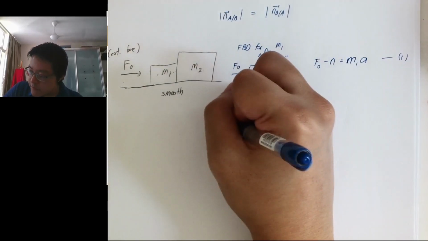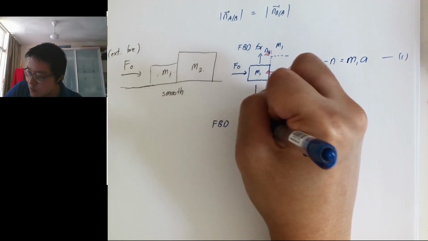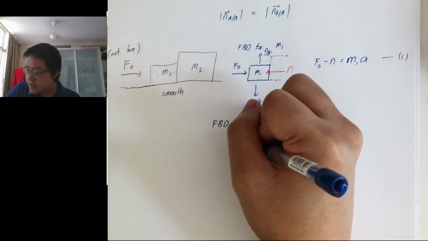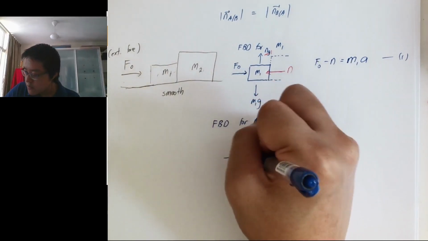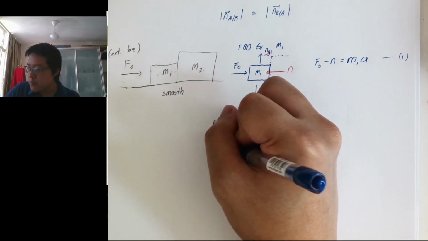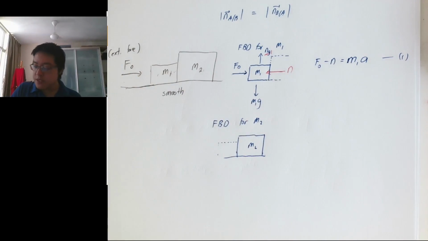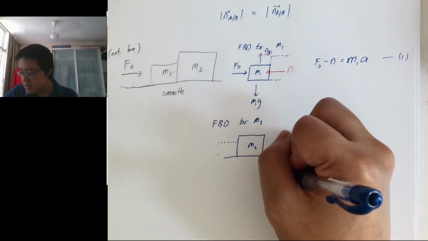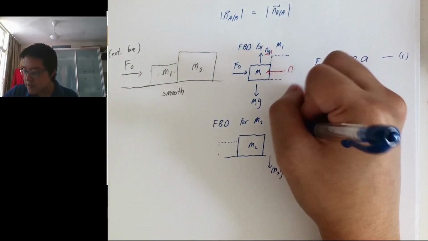Then you look at the free body diagram for M2. So M2 is this thing here on the smooth ground, and it is touching M1. So if it's touching M1, what are the forces acting on M2? Yes, there is the vertical force, but I don't care about the vertical force at the moment.